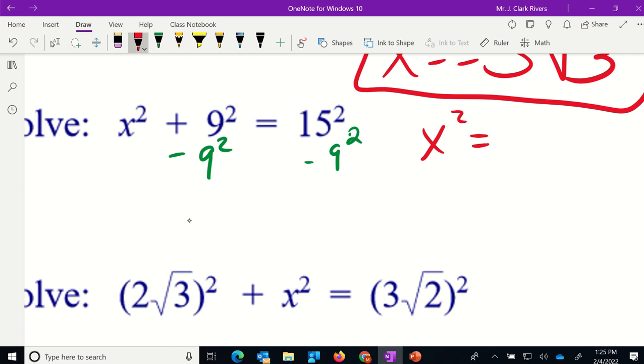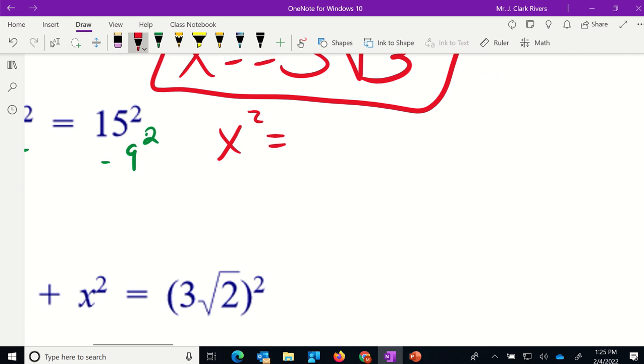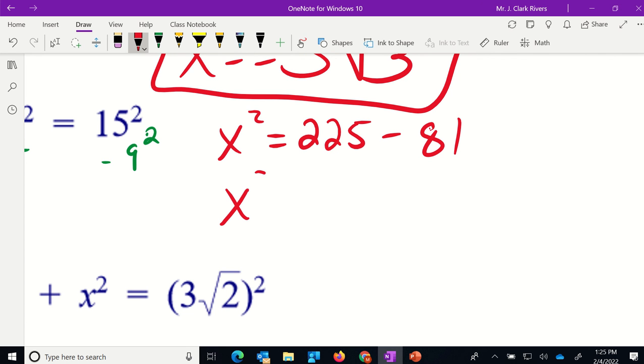x squared equals, who knows what 15 squared is? 225 minus 9 squared is 81. So x squared equals, who knows what? Yeah, 144. 225 minus 81 is 144.